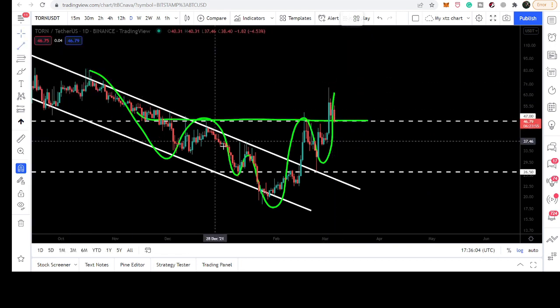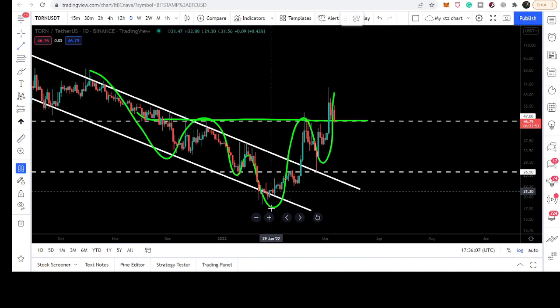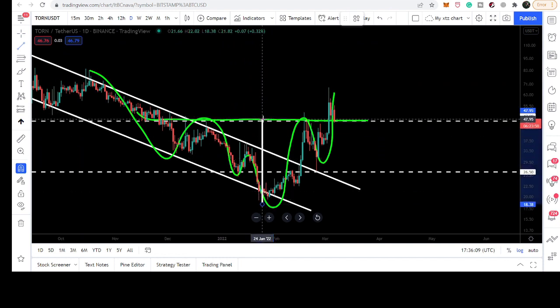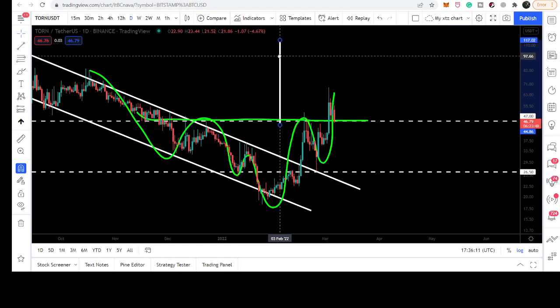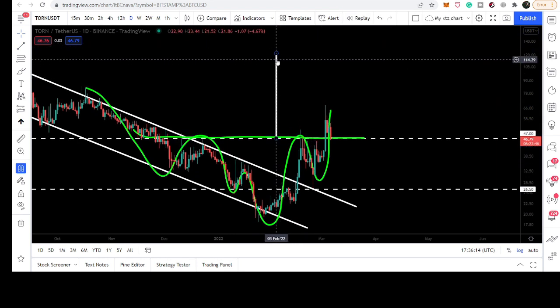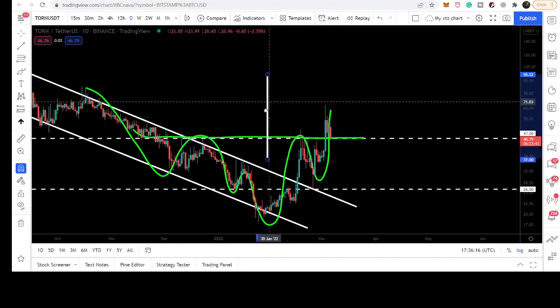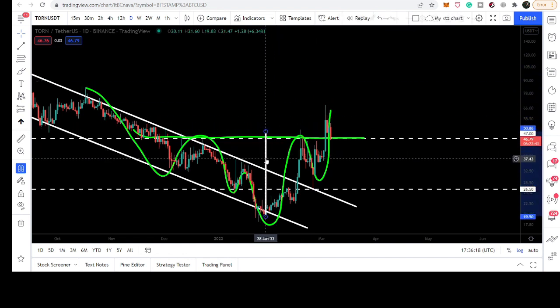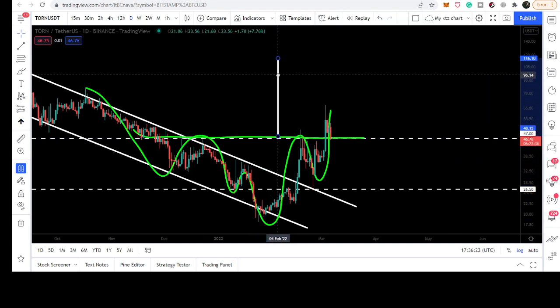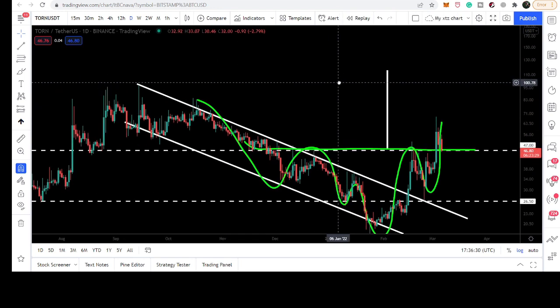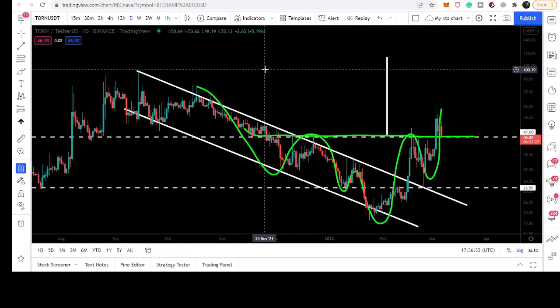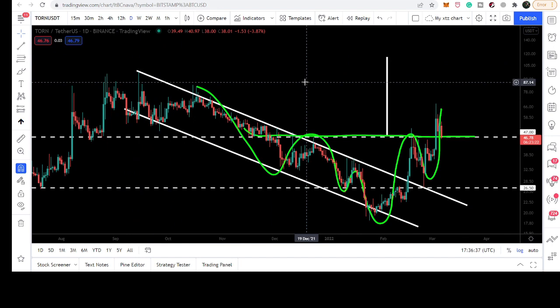Now if we again take a look at the target for this bigger inverse head and shoulder pattern, and if I place this trend line here at the breakout point, then our target for this head and shoulder pattern will be, I'm just going to have some conservative target, excluding some spikes, and place it here. That will be approximately $115. And if we take a look at the target for this channel, that will be approximately $100, because that is the top of this channel.